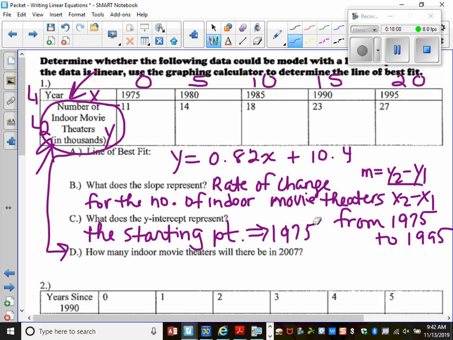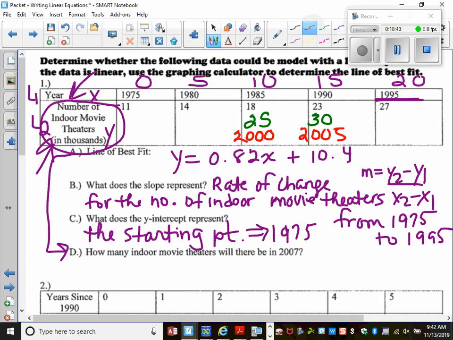So how many indoor movie theaters will there be in 2007? Well, look, our chart only goes to 1995, but we can figure it out if we're increasing by 5. So if I go to 2000, that would be 25, is that correct? All right, and then I add 5 more years, I'll be at 2005, and that's going to be 30.